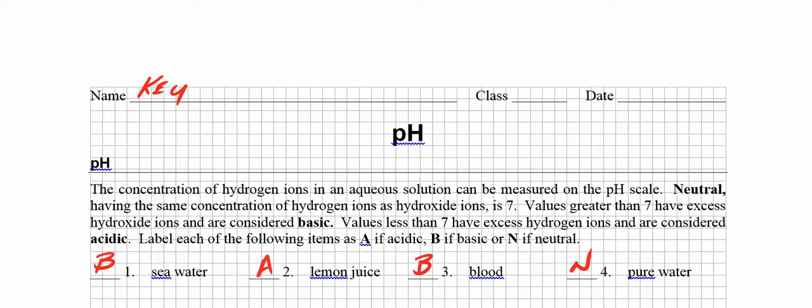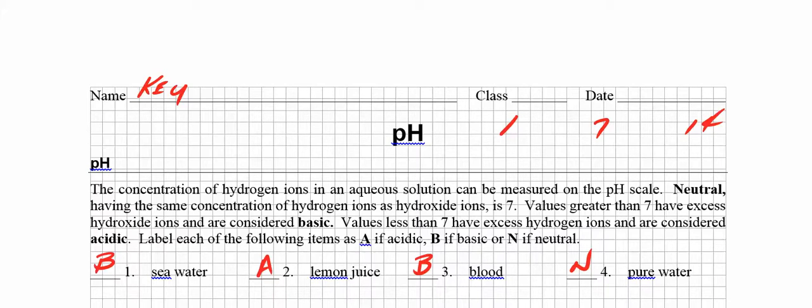Well, what do we mean by pH? The concentration of hydrogen ions in an aqueous solution can be measured on the pH scale. So the pH scale we can think of as going from a low of 1 to a high of 14, with 7 being the neutral pH, right? Now, there are such things as pH lower than 1 and certainly higher than 14, but we're going to focus on that scale right there.